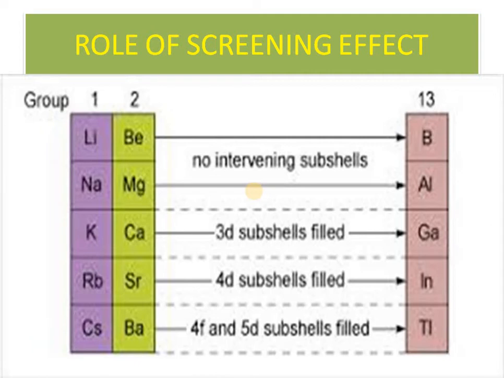So somewhere the shield is good and somewhere the shield is poor. 3D orbitals, 4D, 5D or 4F have imperfect shielding. It means they are not shielding properly. If shielding is not proper, the effective nuclear charge increases, so the size will decrease drastically in some cases, where the effect of shielding is poor. Always keep in mind this concept, as it is used more in the D transition elements.